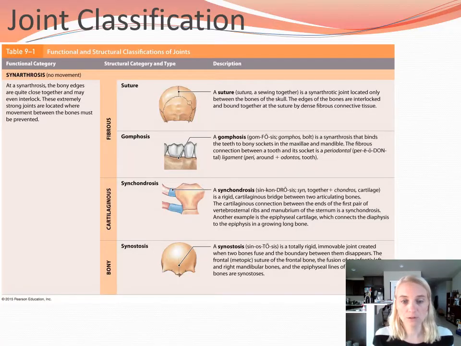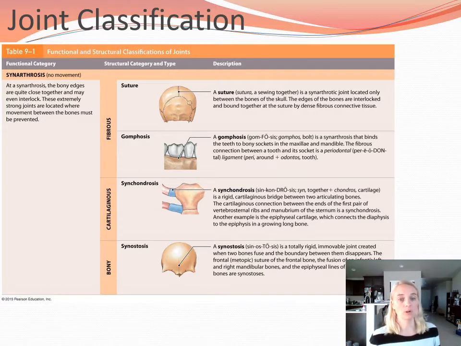So if we take a look at our first category, this is Synarthrotic or Synarthroses, which are articulations that have no movement. So here's a couple structural classifications. You'll notice we have a functional category, which is one of those three, Synarthrotic, Amphiarthrotic, Diarthrotic. And then within those functional categories, we are going to have structural categories, which focus on what kind of tissue or structures are found at that joint.